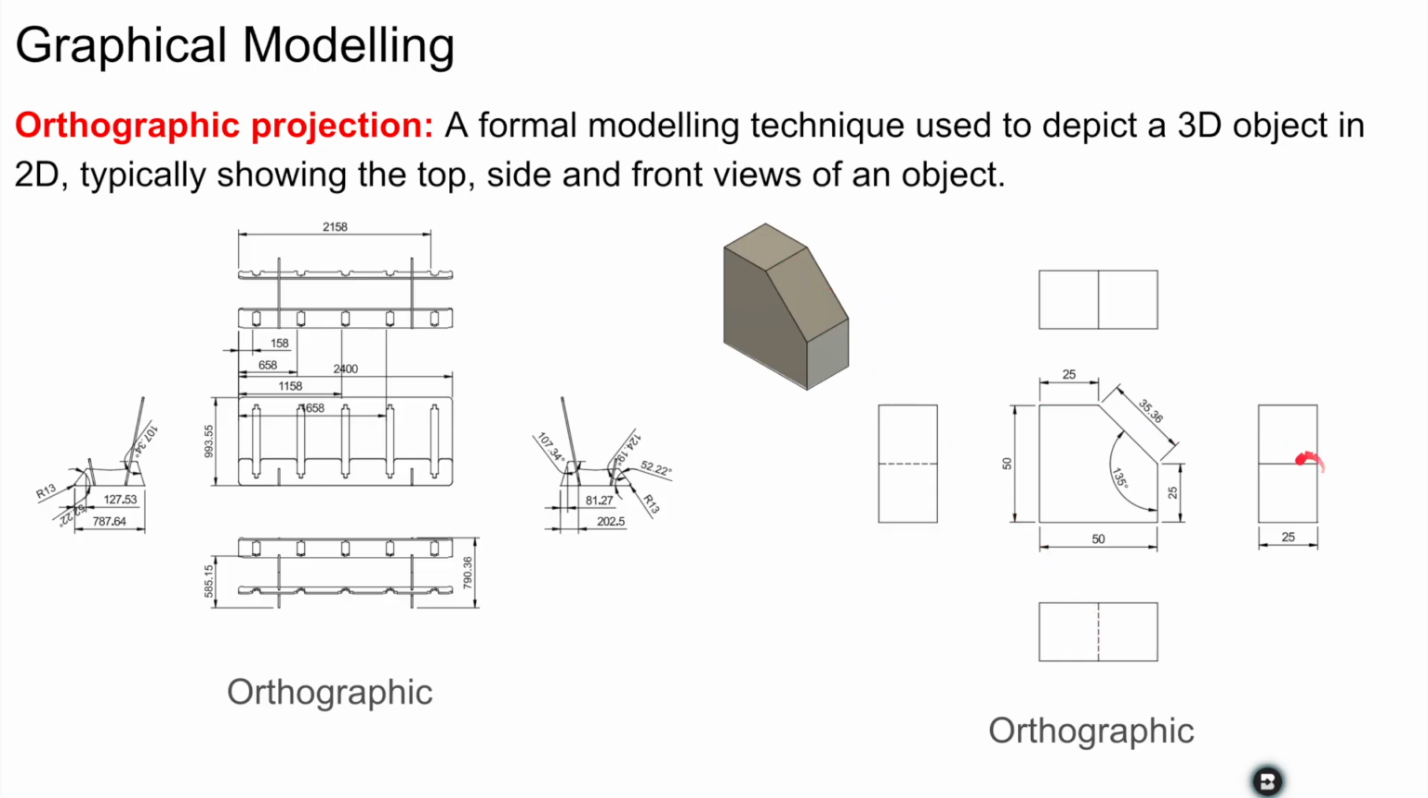And the same with the right side. On the right side, you would see this square, which is right here. And then this part right here would appear as a square, and that's what we're seeing here. And this line is this line right here. And this is, of course, the hidden edge on the left side.